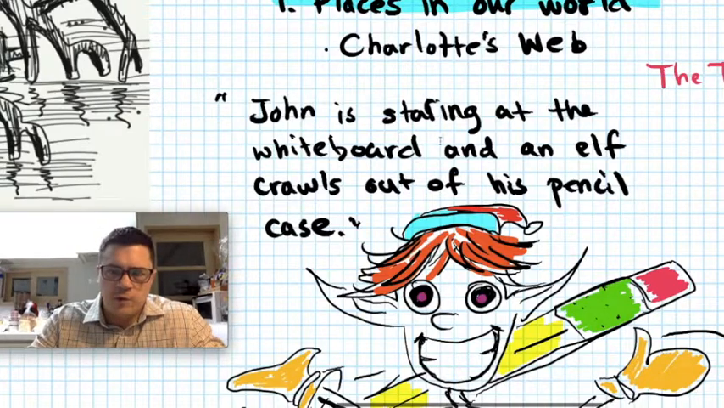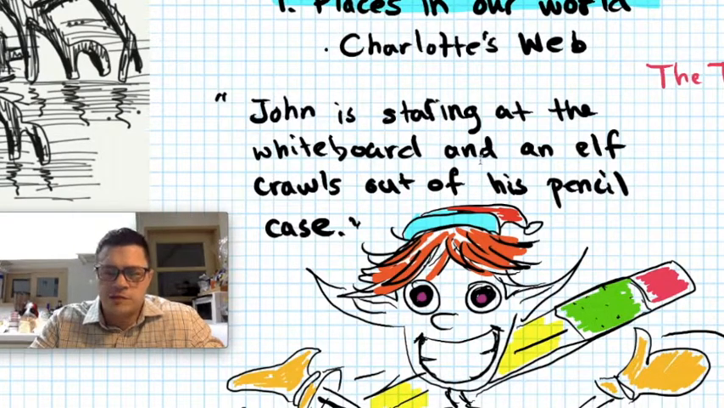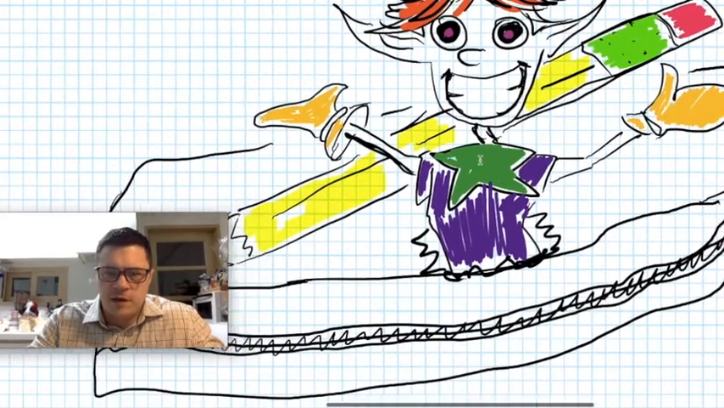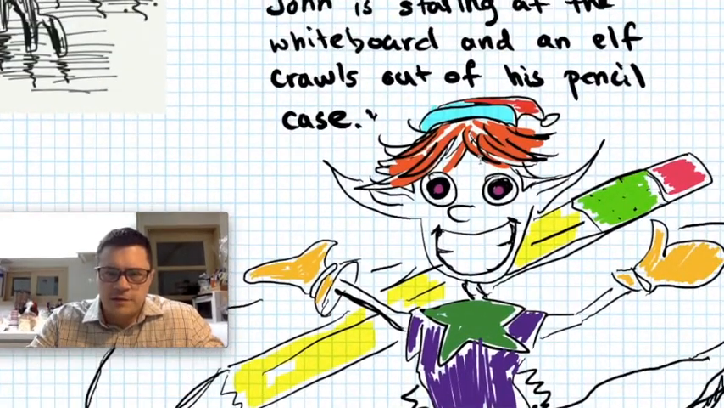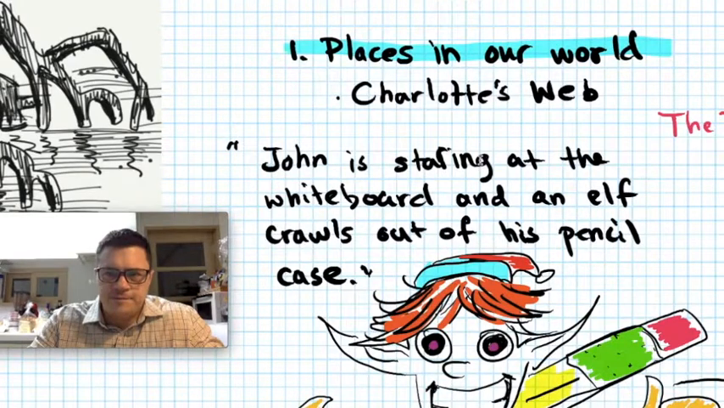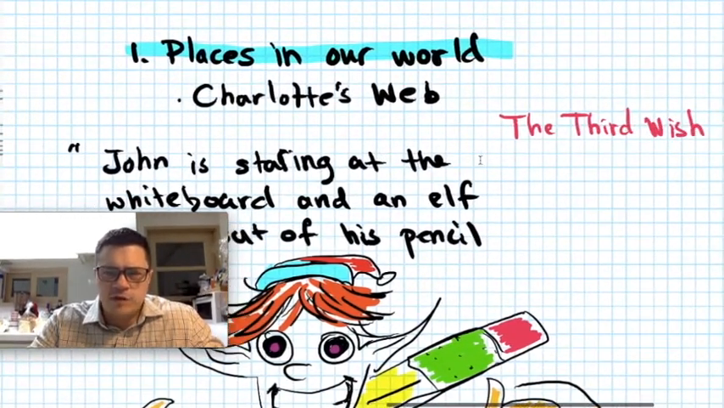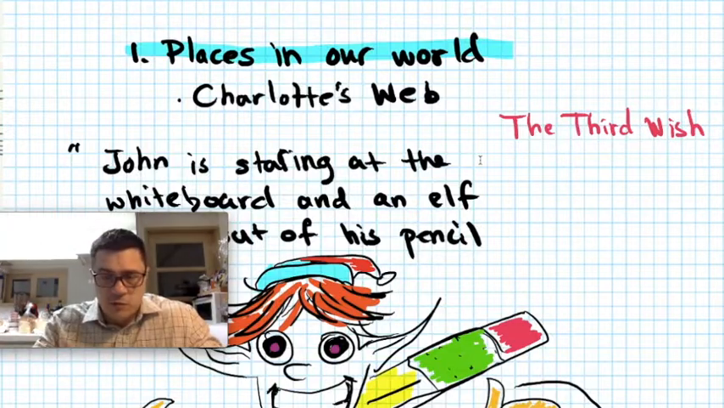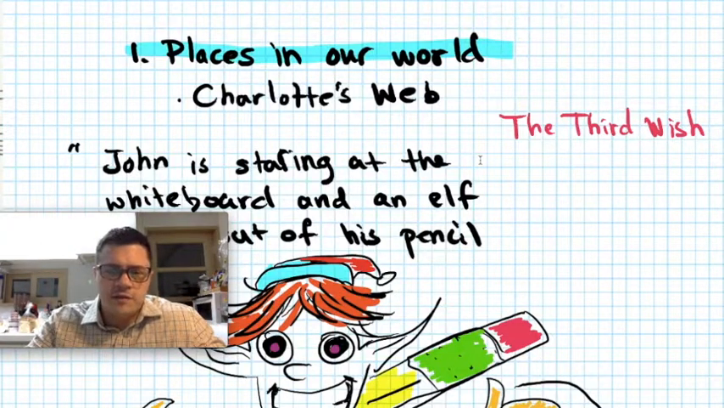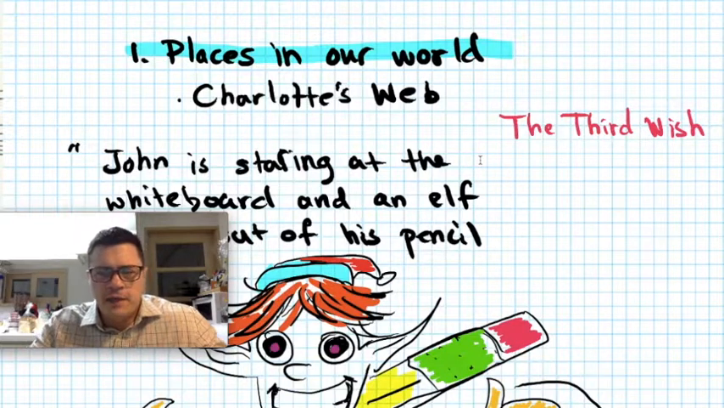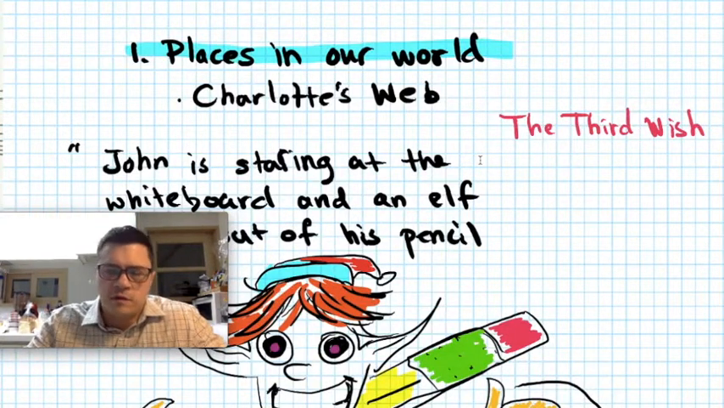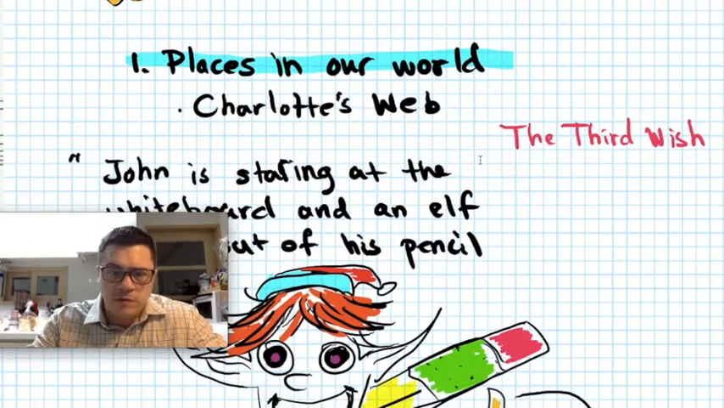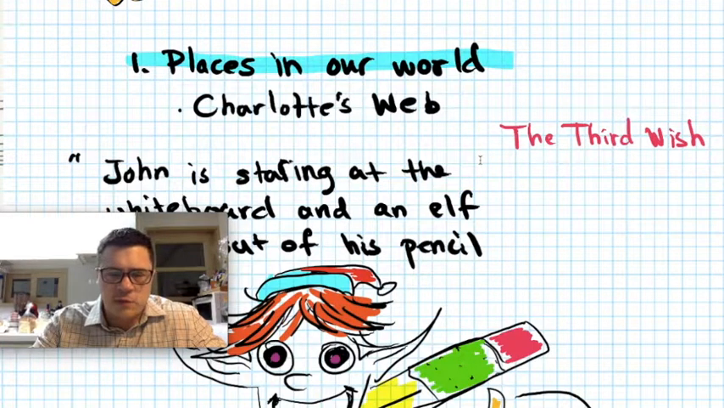John is staring at the whiteboard, and an elf crawls out of his pencil case. And there's our elf coming out of the pencil case. There he is. So, an example of this could be the third wish, right? So Mr. Peters is a normal person. There's nothing magical or fantastical about him, but he stumbles upon this unreal thing that's happening in his world, okay, with the swan in the forest. Okay, so that's one possible setting. Okay, one kind of setting archetype.